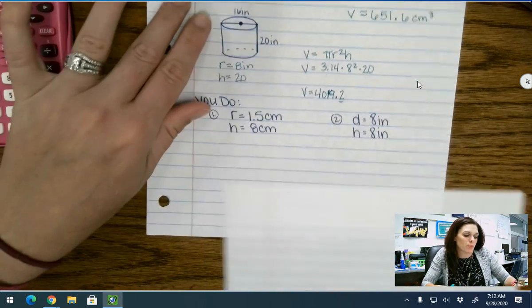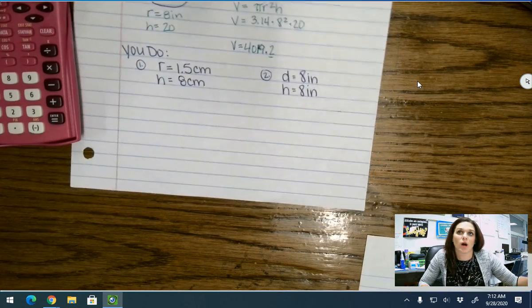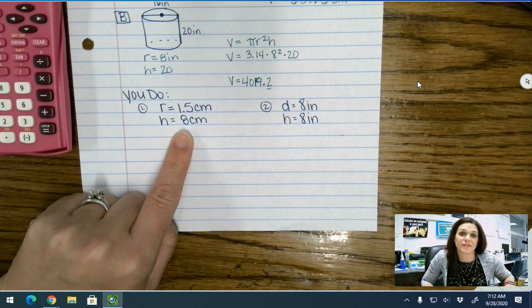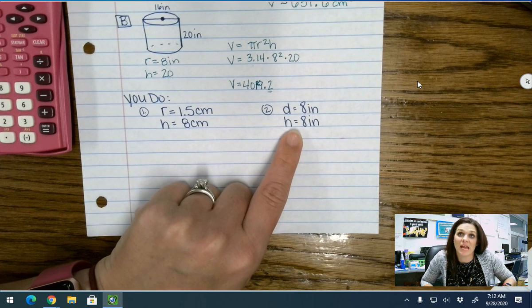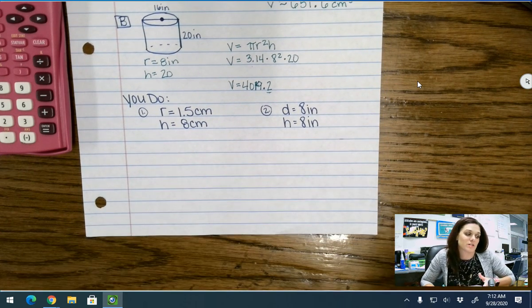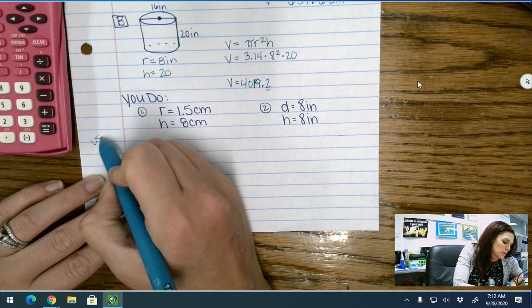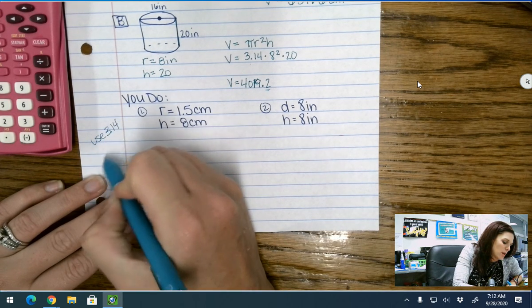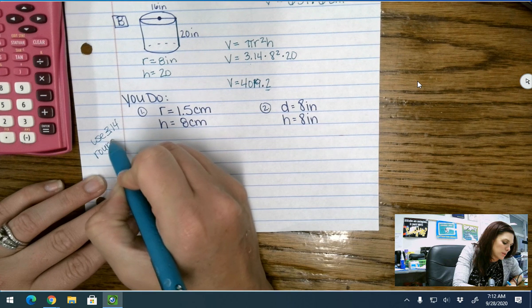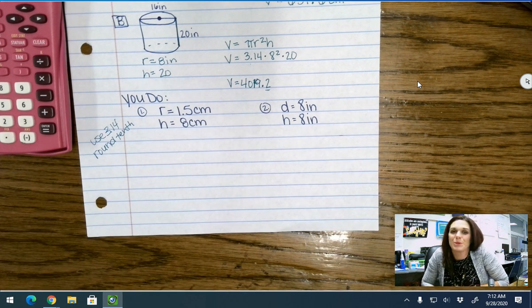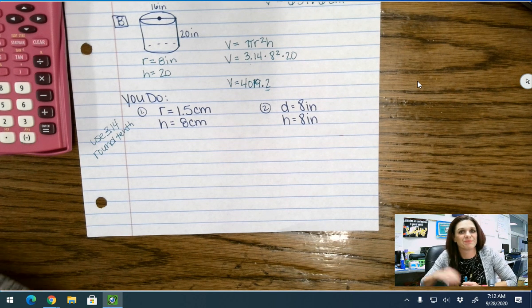All right, so it's your turn. We've got 2 problems for you. I did not draw them. I only have them written out for you. So this first one, radius of 1.5 centimeters, a height of 8 centimeters. We have a diameter of 8 inches and a height of 8 inches. And I want you to find the volume. Again, we're going to use 3.14, and we are going to round to the tenths place. So go ahead and give them a try. Let's see what you get.